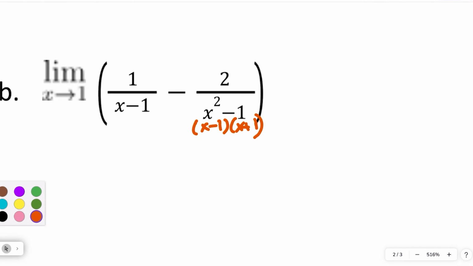So it already has the factor of x minus 1. To find a common denominator then, all I need to do here is multiply both the numerator and the denominator by x plus 1. And when I do that, the denominator will become x squared minus 1, and then I can go through the motions of getting the limit.